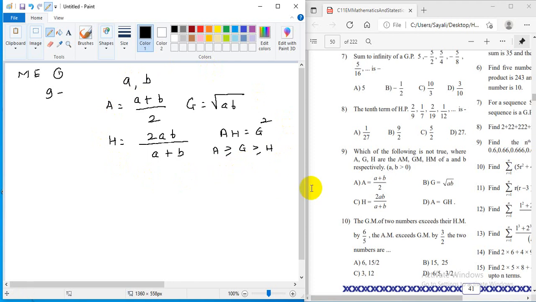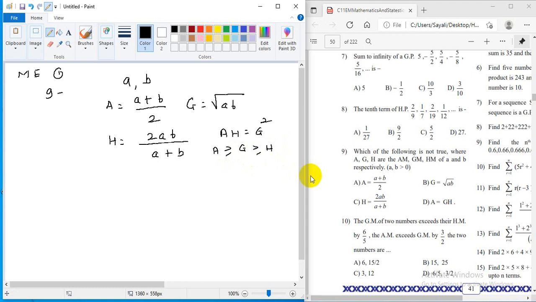मग आता इथे बघा, A is equal to A+B/2, that is correct. G is equal to √AB, that is also right. H is equal to 2AB/A+B, that is also right. So what is now the relation between A, G and H? That is G² is equal to AH, and here they have given A is equal to GH.